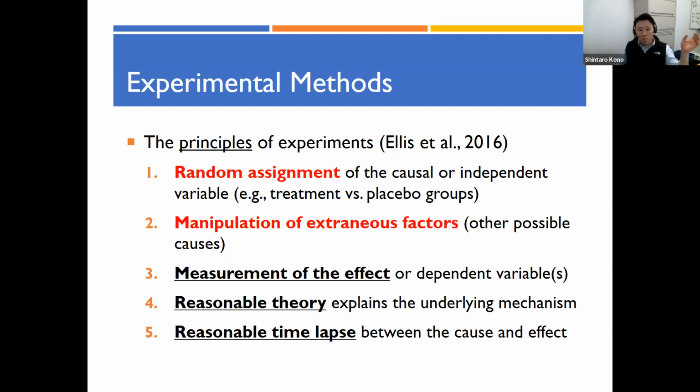We have to make sure, by the second principle, that everything else that can impact anxiety, the outcome we're looking at, should be the same between the two groups. Otherwise we don't know whether it was the treatment that made the impact, or it might have been something else: environmental factors, social factors, personal factors.